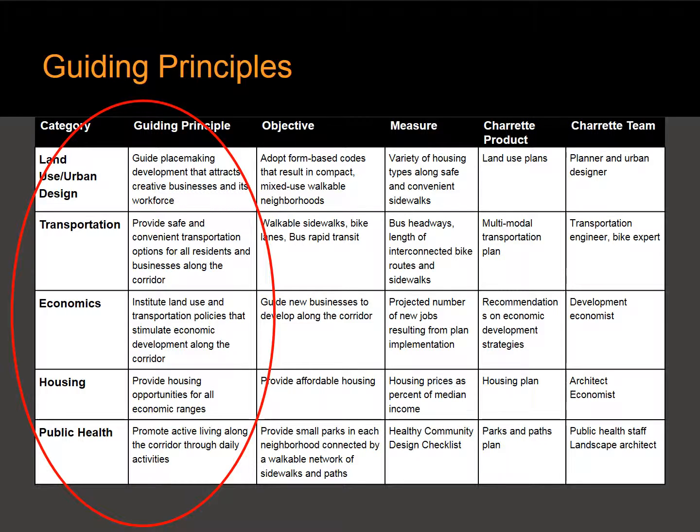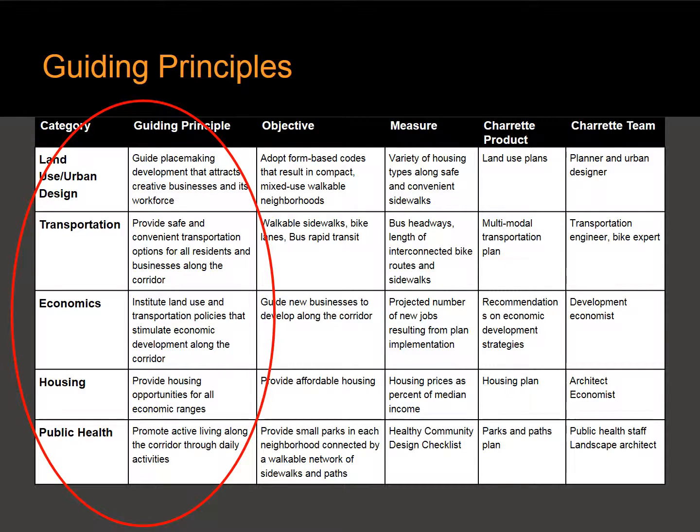So right now we're going to focus on the guiding principles. In the exercise you'll be doing soon, you'll be filling out these columns. But let's look at these examples. Under the first one, under land use, the guiding principle is to guide placemaking development that attracts creative businesses and its workforce. Let's go down to housing. Provide housing opportunities for all economic ranges.